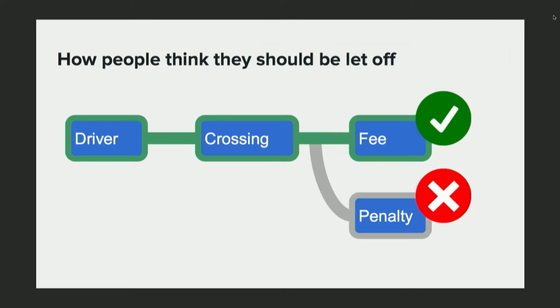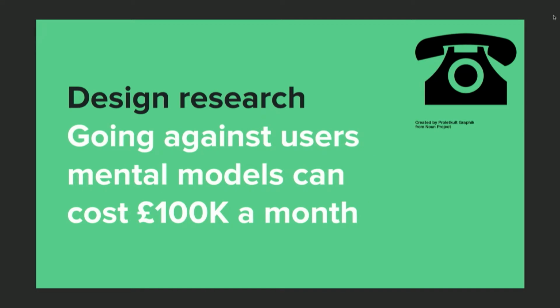Now the way of fixing this, I'm sure you can think of different ways of fixing this. It's not actually that difficult to fix, really. But what it means is there's a problem, and the problem is going against people's mental models here is causing something in the region of about £100,000 a month in people that just don't believe it. So they get this letter and they're like, you're letting me off, but you're saying I need to go and look up my penalty. They just don't believe it.